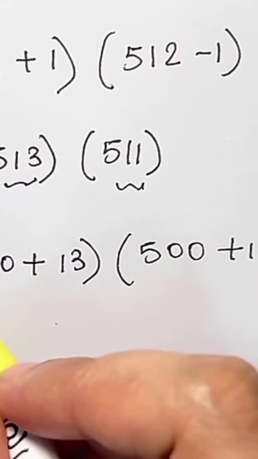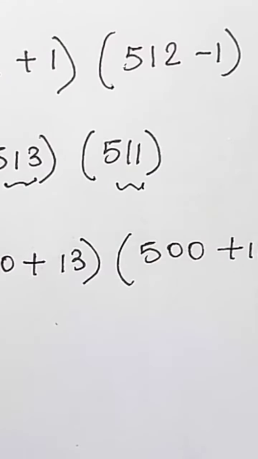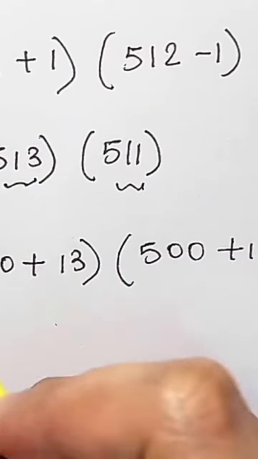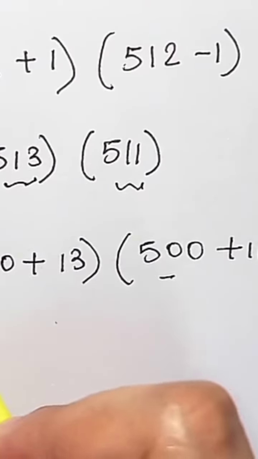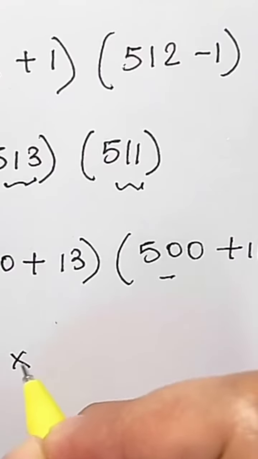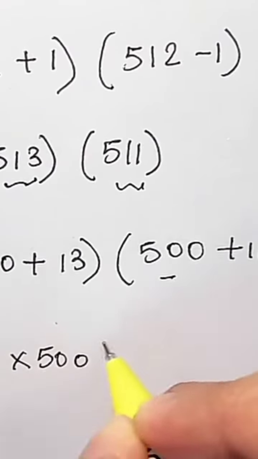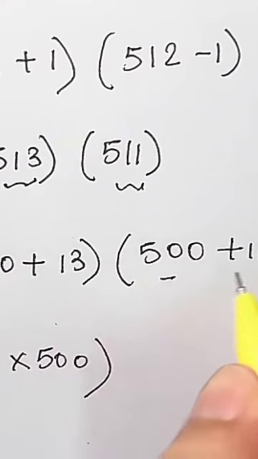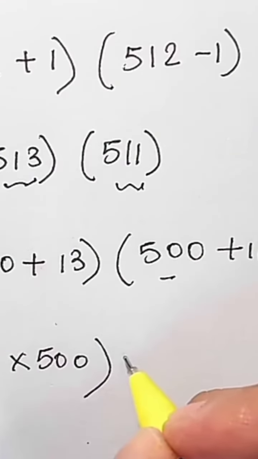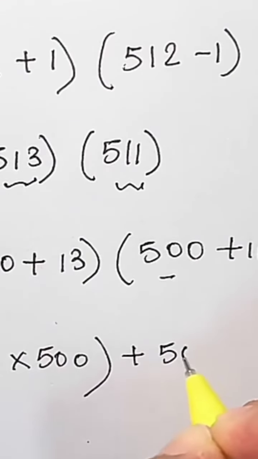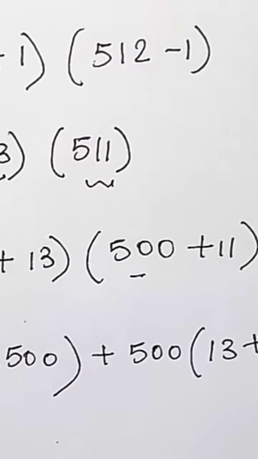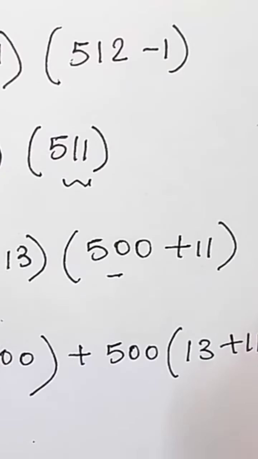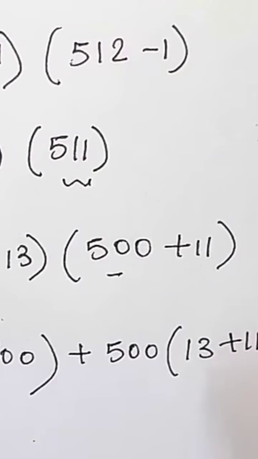And now we're going to use the FOIL method and multiply the two brackets. So we have 500 times 500. So we're going to write that 500 times 500. Then we have 500 times 11, 500 times 13. So we're going to write it like this, plus 500 multiplied by 13 plus 11. And then the last term, plus 13 times 11.